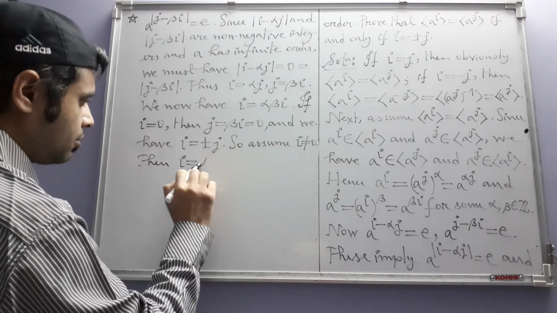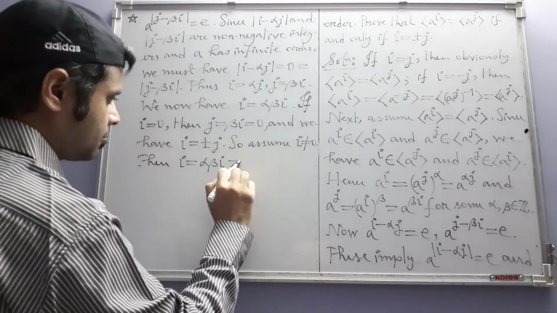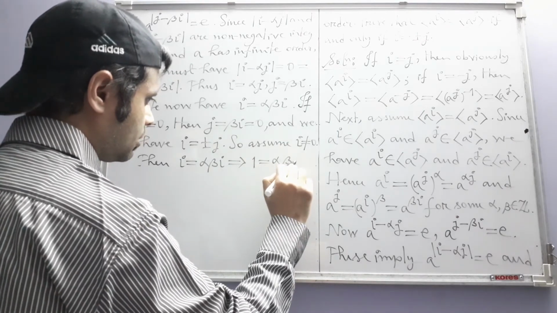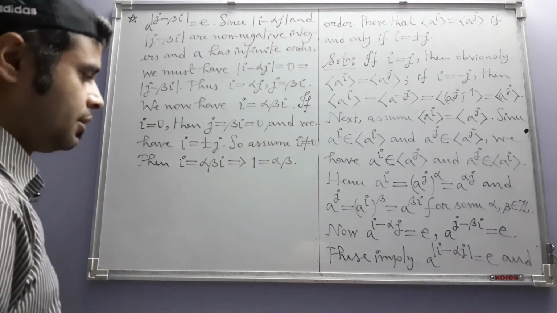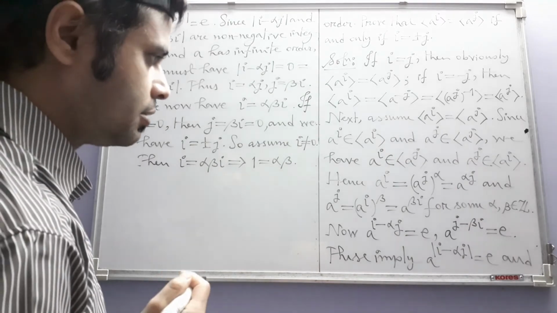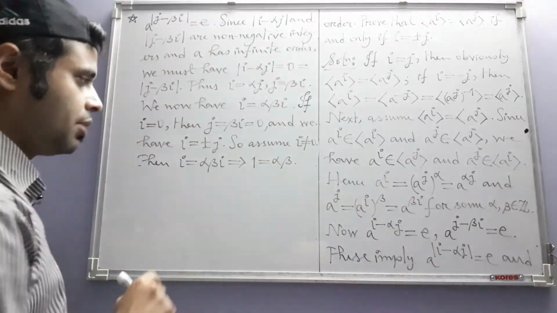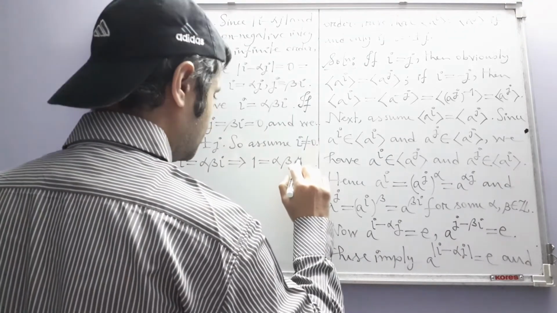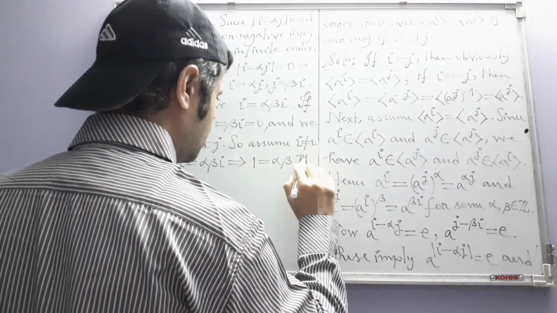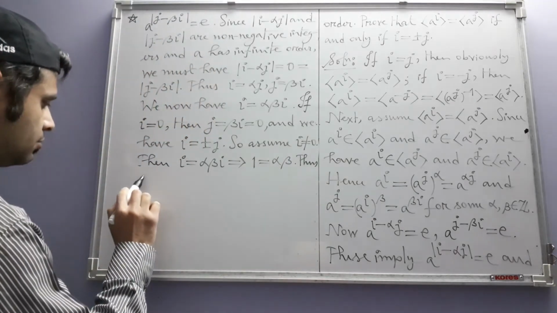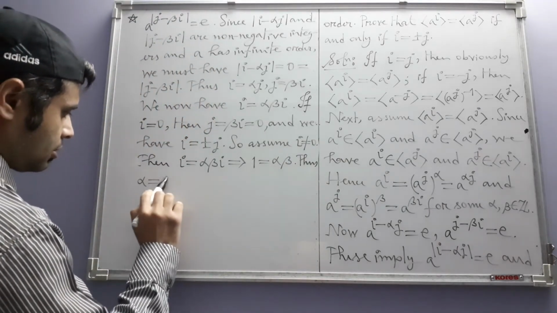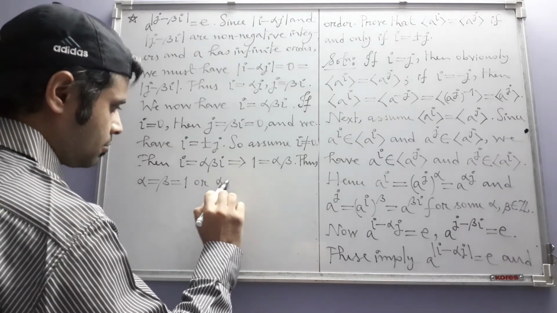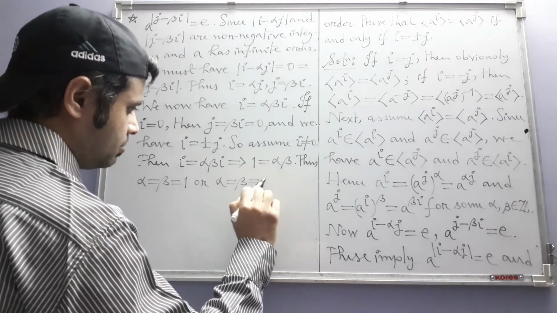Then i equals alpha beta i, which implies 1 is equal to alpha beta. Now alpha and beta are integers, so alpha beta will be 1 in two cases. We have already seen one such situation. Thus either both of them are 1 or both of them are minus 1.